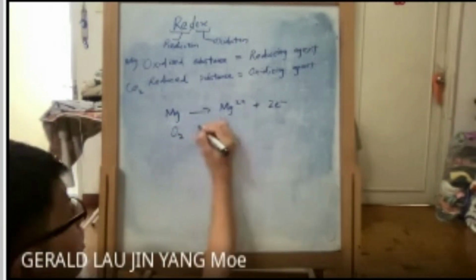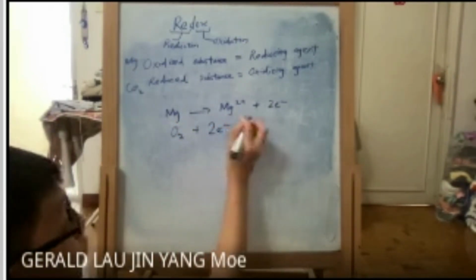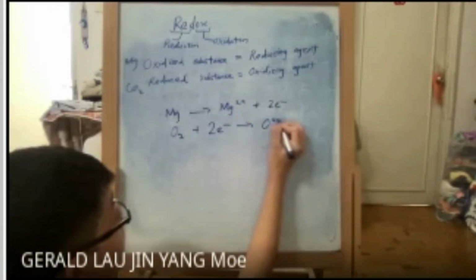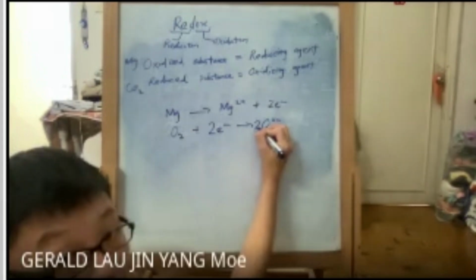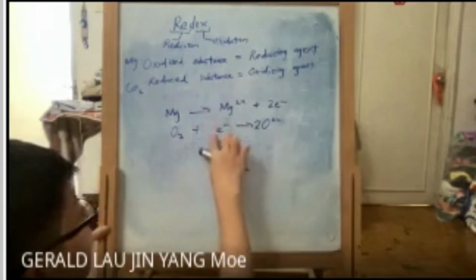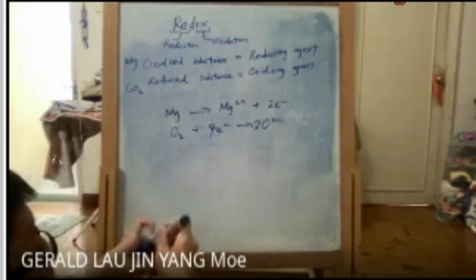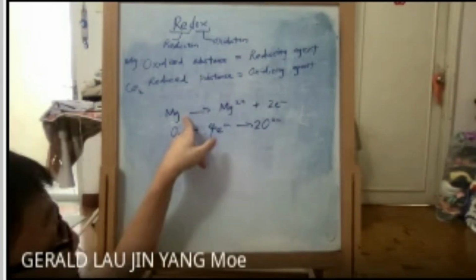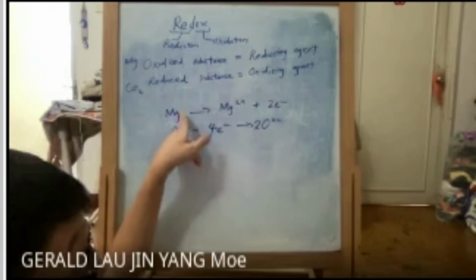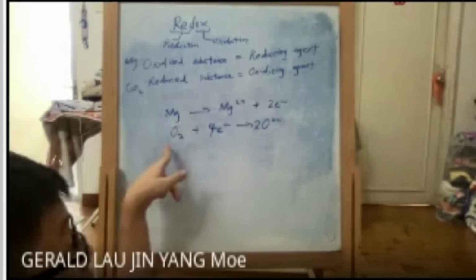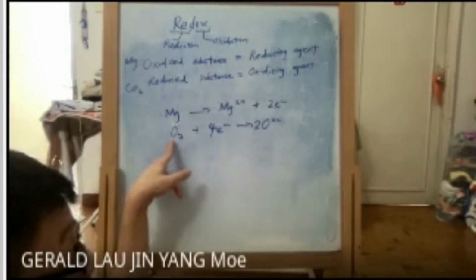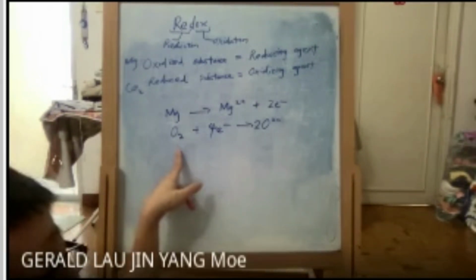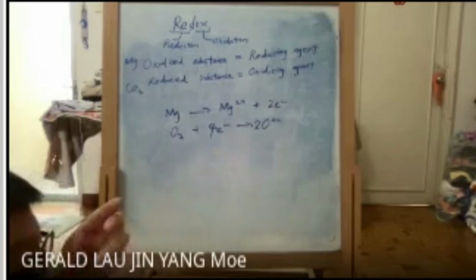So oxygen plus the 2 electrons from the magnesium will form the oxide ion. Okay? So magnesium undergoes oxidation because it loses electrons, and oxygen undergoes reduction because it gains the electrons. So this is in terms of electron transfer.